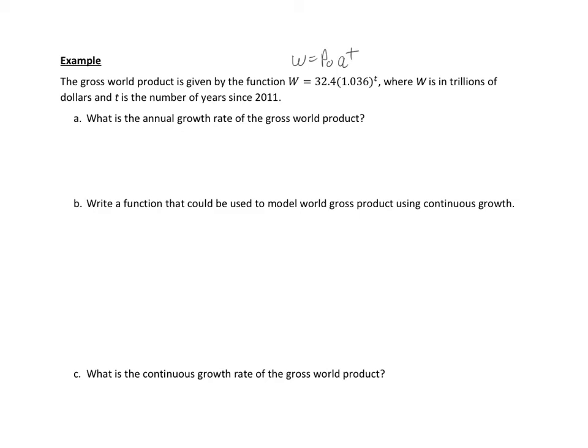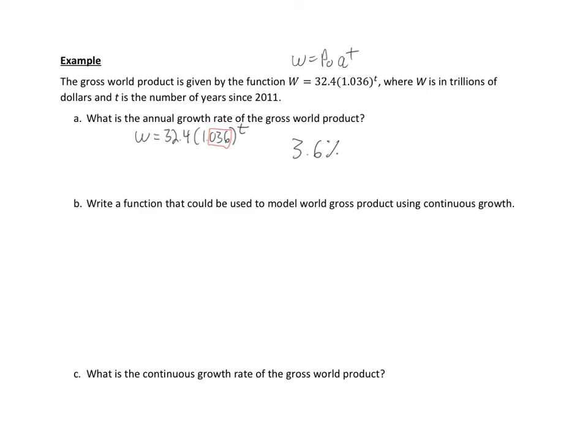Here we're using the annual formula. We already have that. If it's W equals 32.4 times 1.036 to the t, the growth rate is the amount more than 1 when we're considering this A value. So we really want to look at this 0.036. And we know that 0.036 in percentage form would be 3.6%.